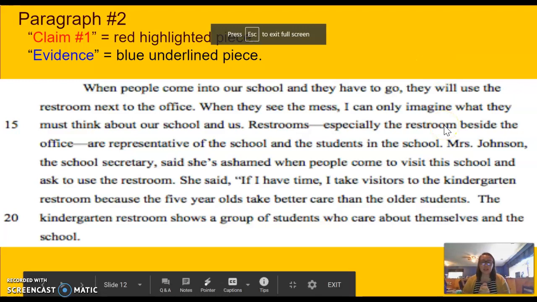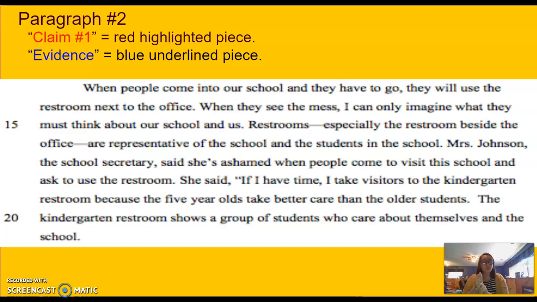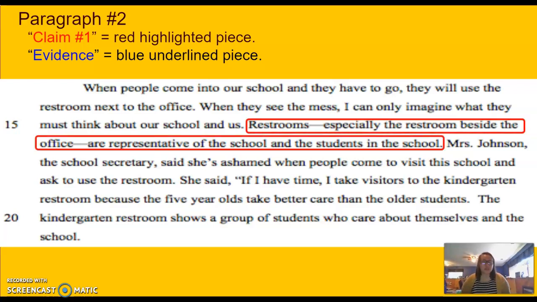So last time I asked you to look at paragraphs 2 and 3 and tell me what her one claim was. There's only one claim for these two paragraphs, and then what evidence she provides to back up her reasoning. If we look at our paragraph, her reason is pretty nicely outlined right in the paragraph here. "Restrooms, especially the restroom beside the office, are representative of the school and the students in the school." So her very first reason to support her argument that we need to do something about the bathroom is that restrooms are representative of the school and the students.